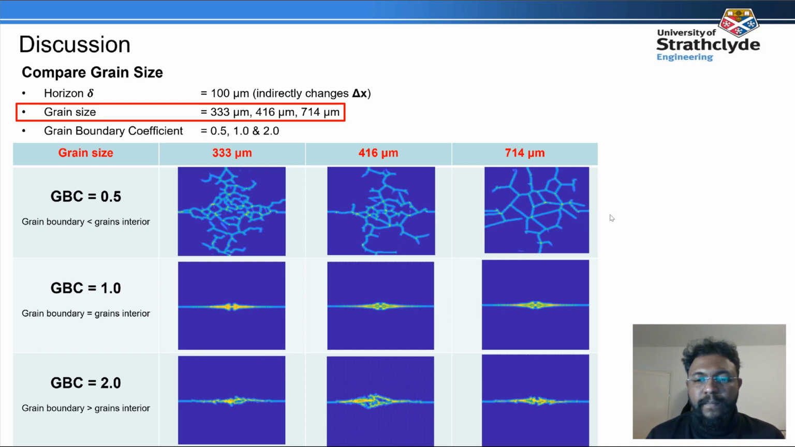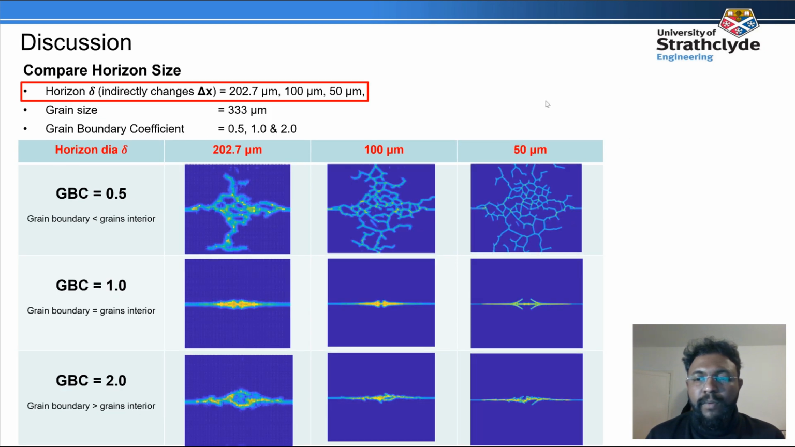And another study was done to understand the impact due to horizon diameter by keeping the grain size constant. In here, changing the horizon diameter indirectly increases the number of material points within the region. Therefore, as the number of material points increases, the accuracy of the crack growth increases.